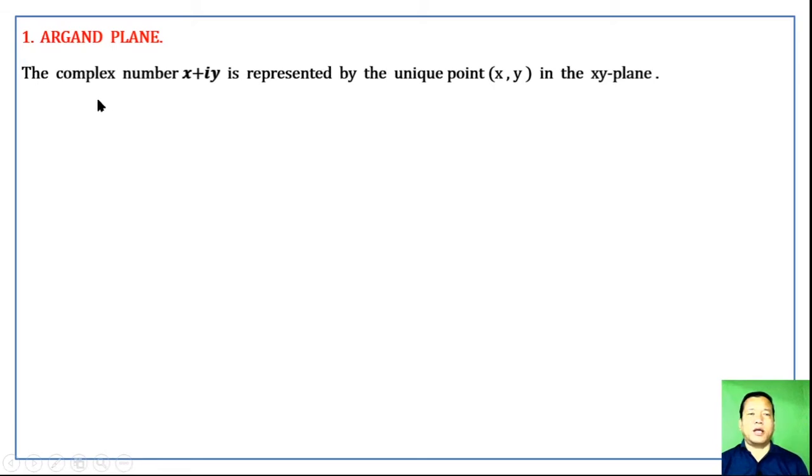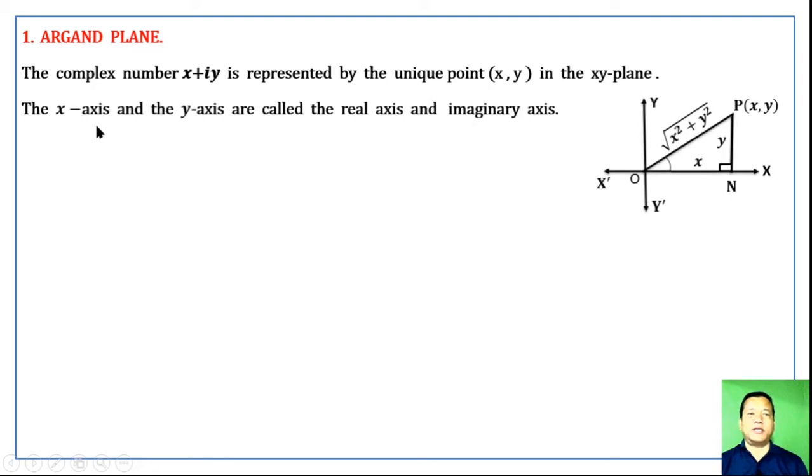Argand plane. The complex number x plus iy is represented by the unique point (x, y) in the xy plane. The x-axis and the y-axis are called the real axis and imaginary axis. The x-axis is called the real axis because every purely real number is represented by a point on this axis, and the y-axis is called the imaginary axis because every purely imaginary number is represented by a point on the y-axis.